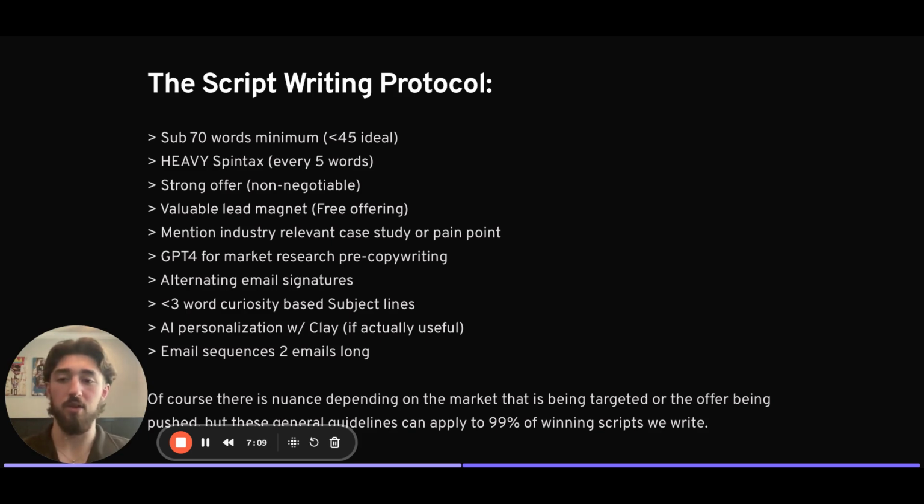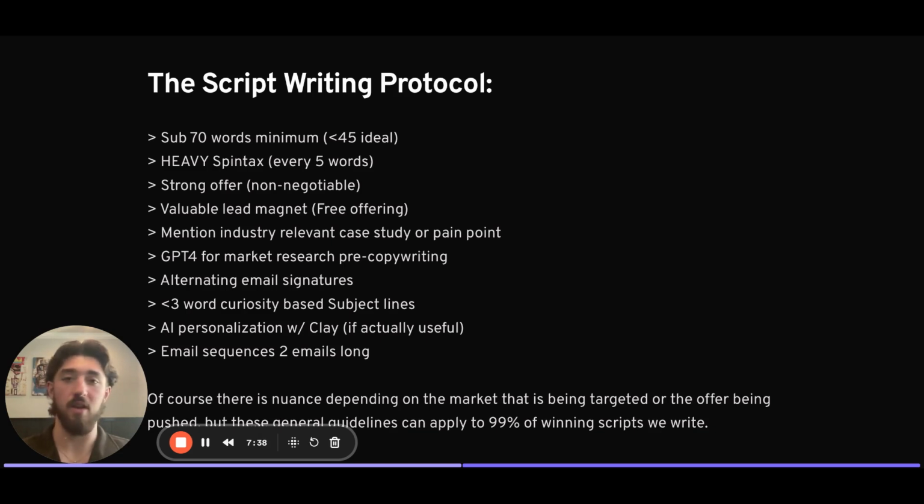The next thing is just going to be using GPT-4 for market research pre-copywriting. This is especially important if you're working with a really complex industry, or you're dealing with an offer that's difficult, like let's say a consulting offer. That's something that's super hard to write copy around. So it's absolutely crucial to do some sort of market research, and you can use ChatGPT to help with this. It's super easy. Just go in there and ask where the specific pain points of this industry are.